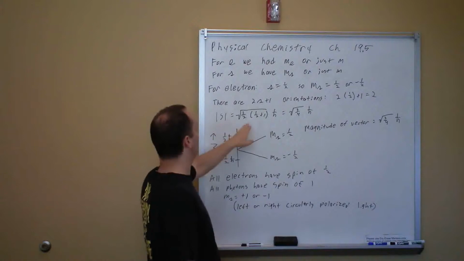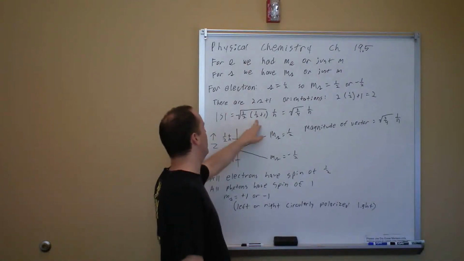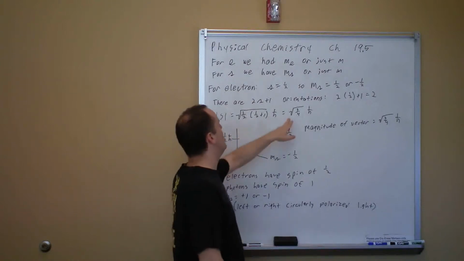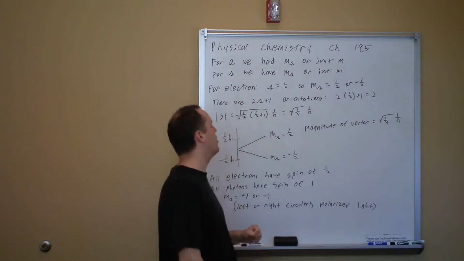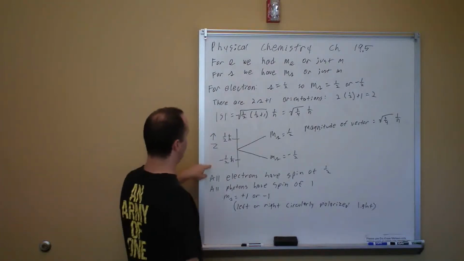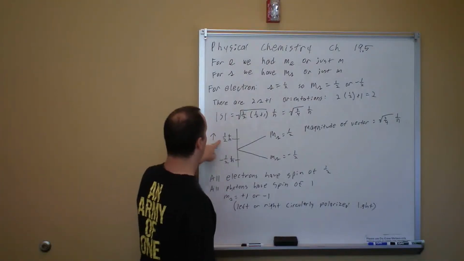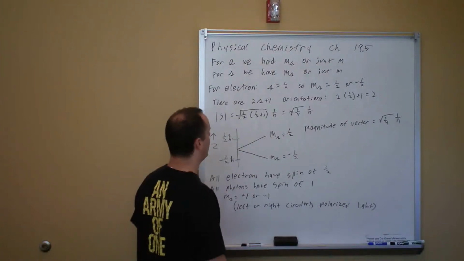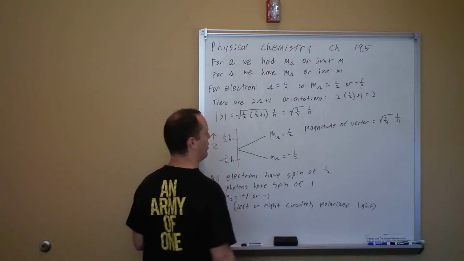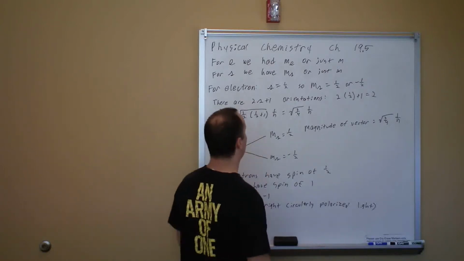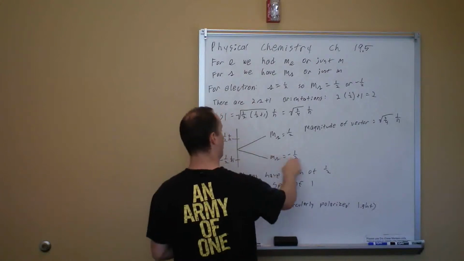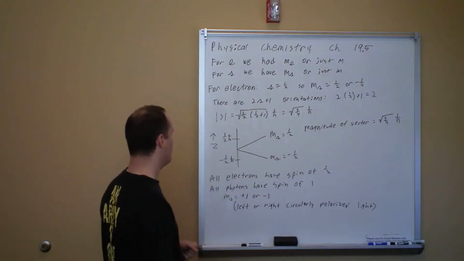Now the magnitude of S is just the square root of lowercase s times lowercase s plus 1, times h bar. So for an electron, you plug in 1/2 and 1/2 plus 1, and you get the square root of 3/4 h bar. So here we are, this is for an electron obviously, here's our z. So we have 1/2 h bar and minus 1/2 h bar. The length of this vector is what I just showed you, the square root of 3/4 h bar, and this corresponds to ms is 1/2, and this corresponds to ms is minus 1/2.